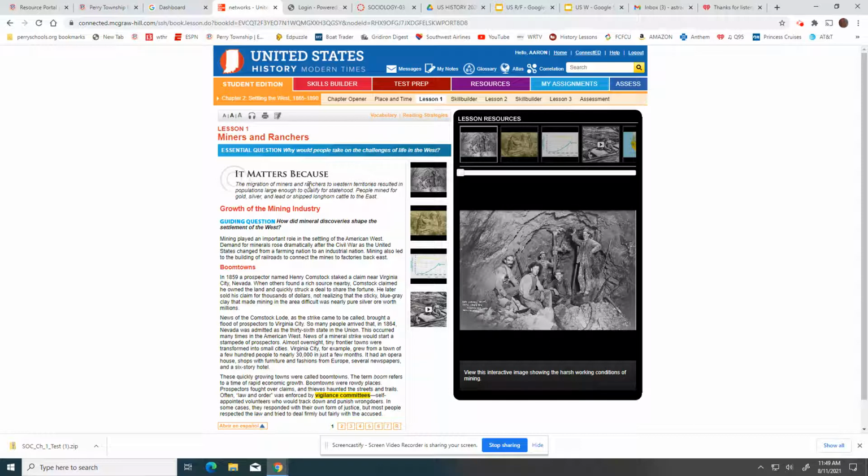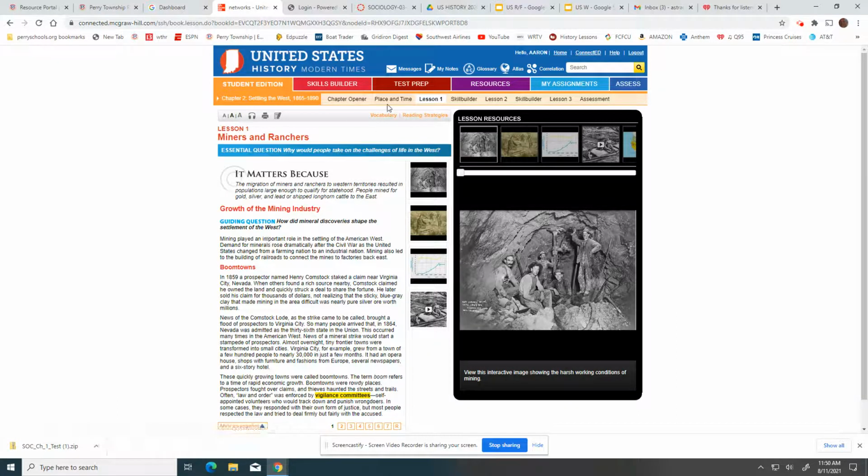The second thing I want you to read is going to be here where it says it matters because. This is answering the question, the why. Migration of miners and ranchers to Western territories resulted in populations large enough to qualify for statehood. People mined for gold, silver, and lead or shipped longhorn cattle to the east. So that's the basis of the whole lesson. We're going to learn about the mining industry as well as the ranching industry that pulled people across the country in the late 1800s and kind of what their life was like.